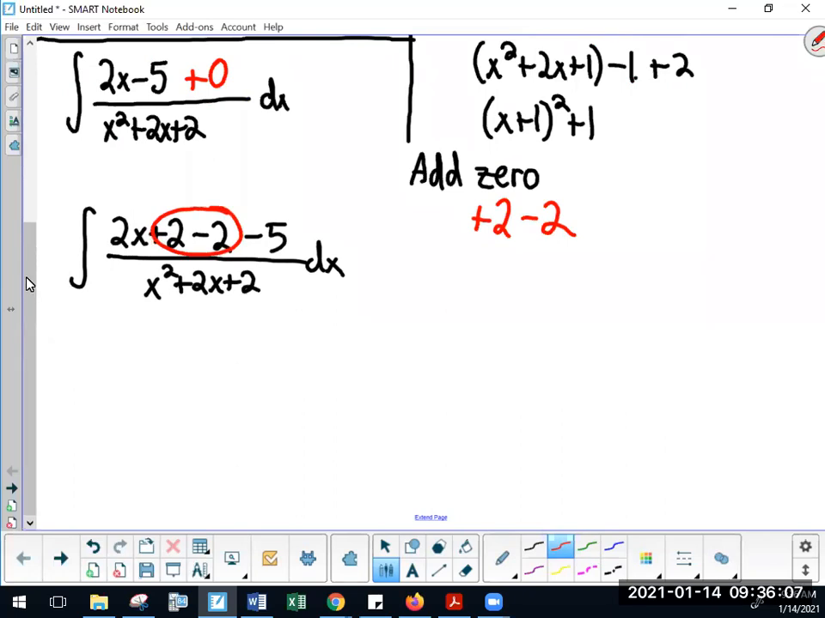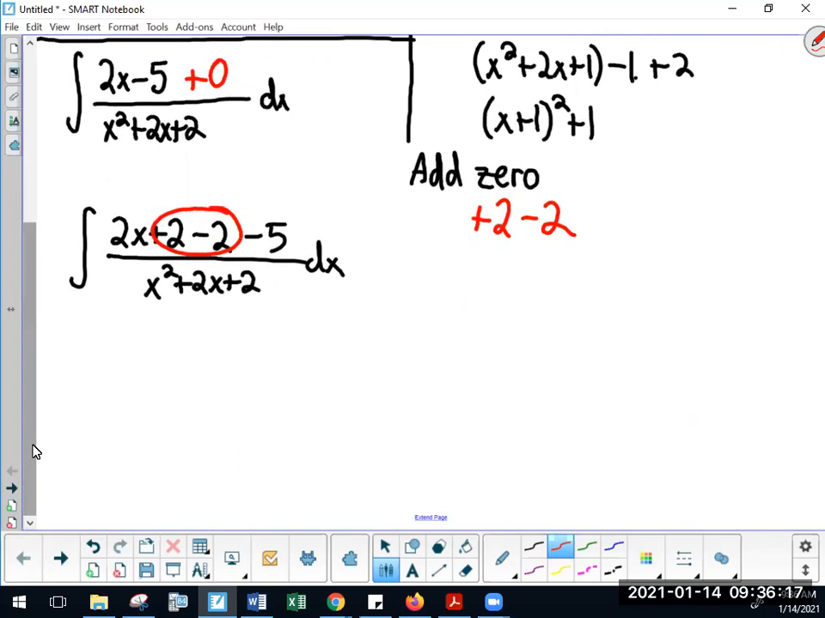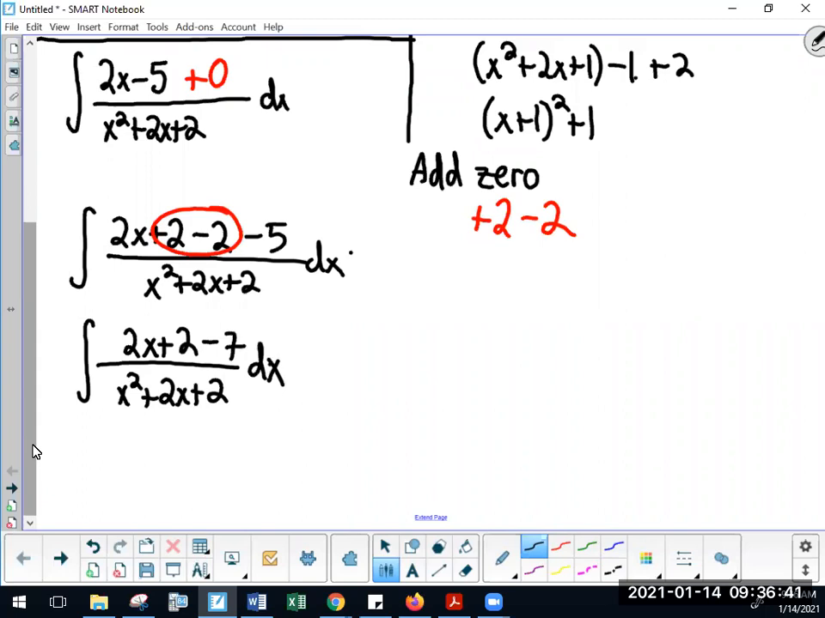Well, I chose that one because of the substitution. The substitution says I need 2x plus 2, not 2x minus 5. So the 2x plus 2 part would be fine to substitute here, right? That would be fine if we had this. Substitution works perfect here. The problem is I don't have that. I have 2x plus 2 minus 7. So what am I going to do with that?